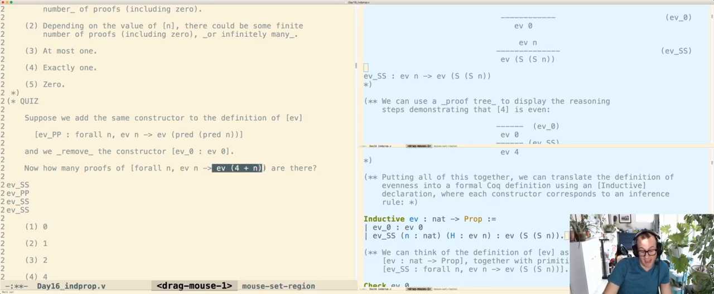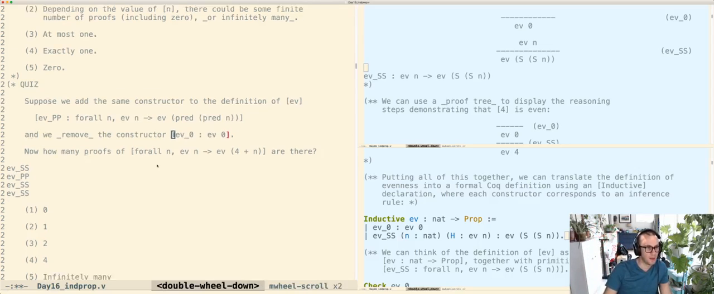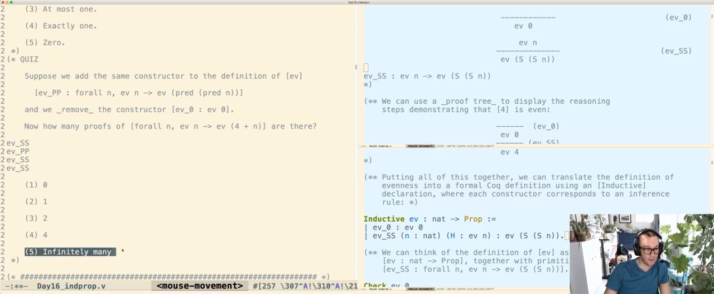Now, it would be about this bad definition of evenness. Without EV0, there's no ground to stand on, so all of your proof tree towers just float in air, right? There's no actual proofs there. But the answer here is infinitely many.